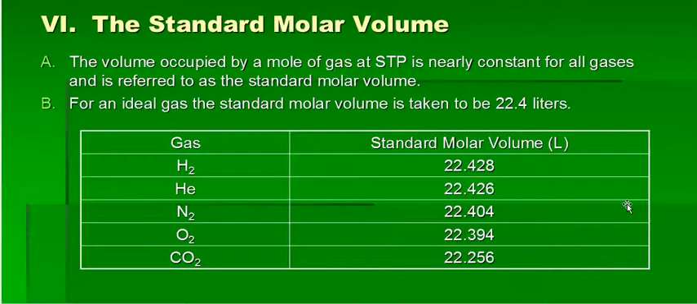The volume occupied by a mole of a gas at STP is nearly constant for all gases and is referred to as the standard molar volume. The standard molar volume is taken to be 22.4 liters for every mole. Now here are some real gases: hydrogen, helium, nitrogen, oxygen, carbon dioxide. Notice how the standard molar volume is very, very close to what we take to be 22.4. So if I wanted to go from liters to moles, I could do so: 22.4 liters for every mole of gas.